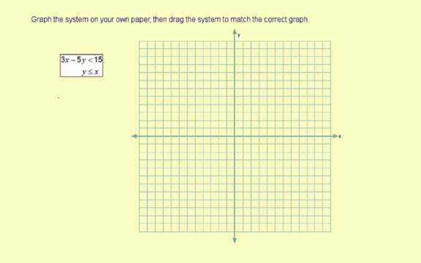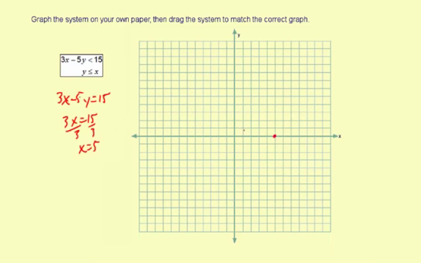To graph the first inequality, we're going to have to graph the equation 3x minus 5y equals 15. And it's going to be a dashed line because there's no equal to here. So we're going to use the intercept method here. 3x equals 15 and divide by 3. X equals 5. So I'm going to put a point on x equals 5.